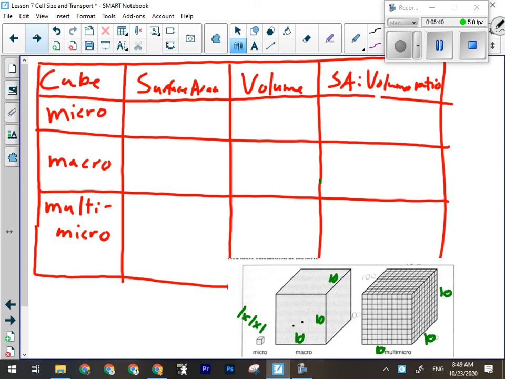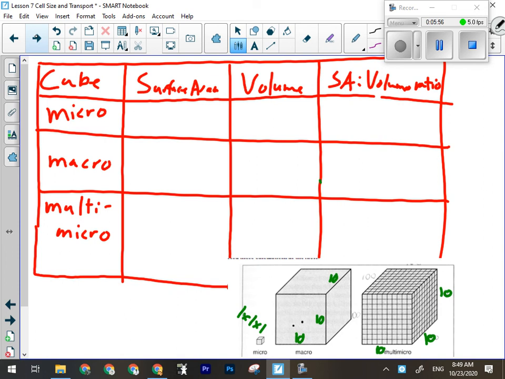Okay, next thing we're going to do is fill in that first chart. Your chart looks much neater than this, right? But it's the same chart. We want to calculate the surface area, the volume, and the surface area to volume ratio of these three cubes.